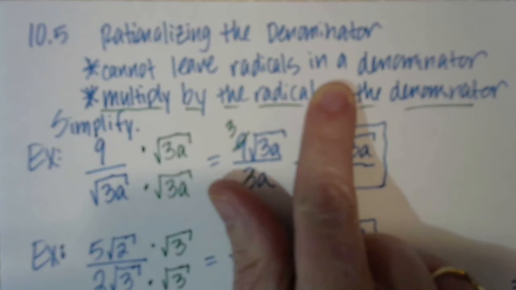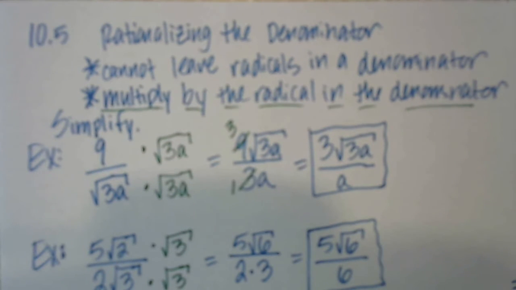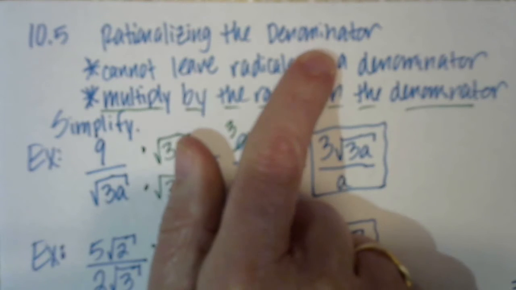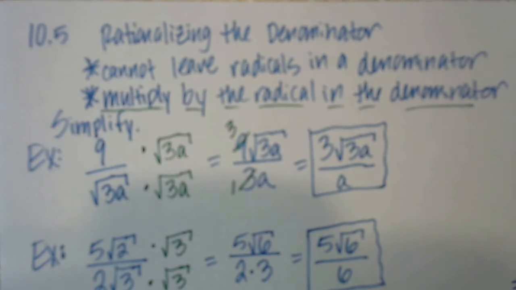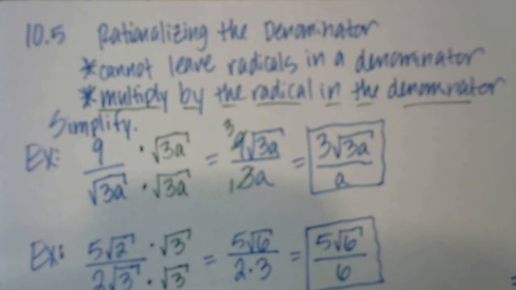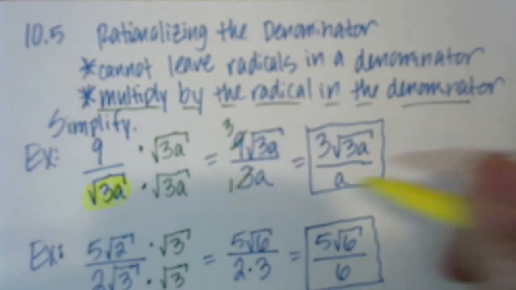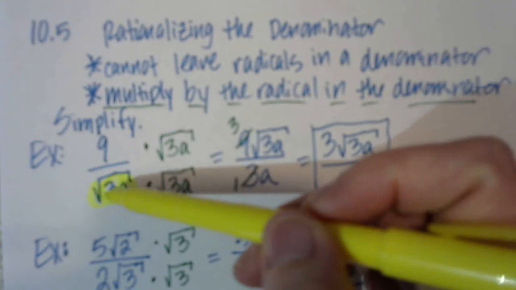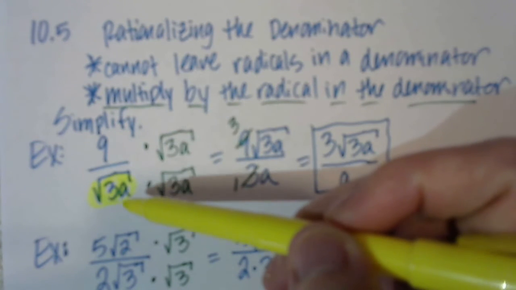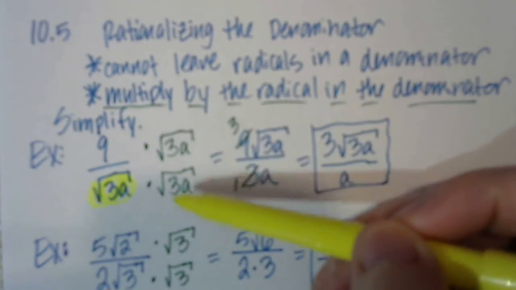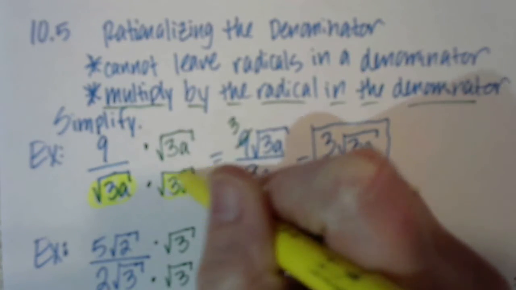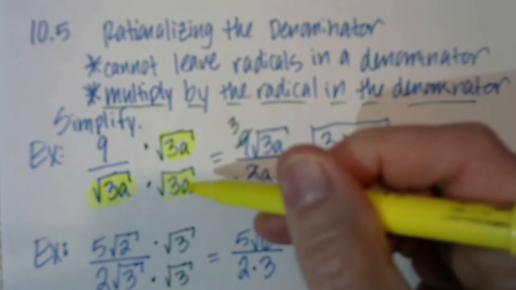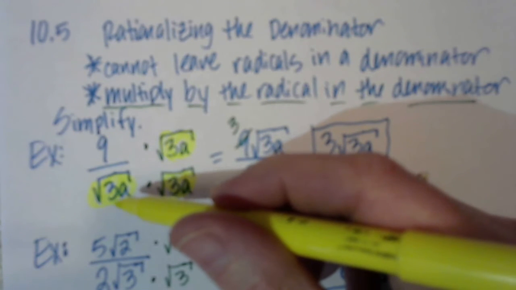The process that we go through in order to remove radicals from the denominator is called rationalizing the denominator. So in order to rationalize and remove the radical from the denominator, you have to multiply by whatever radical you see in the denominator. So in this problem, I had 9 over the square root of 3a. This is the part that's not good. I can't leave that in the bottom. So that's my radical, so that's what I multiply by. I have to multiply on top and on bottom by whatever the radical is.